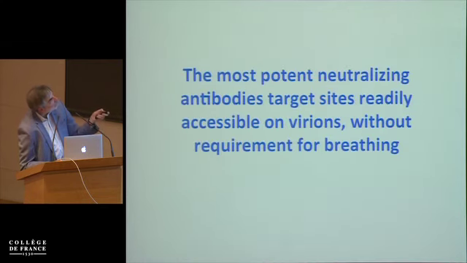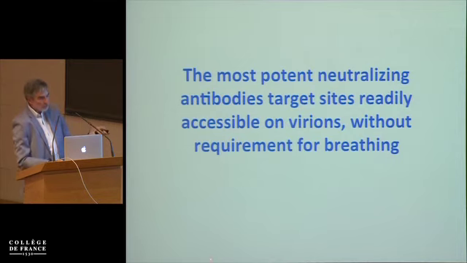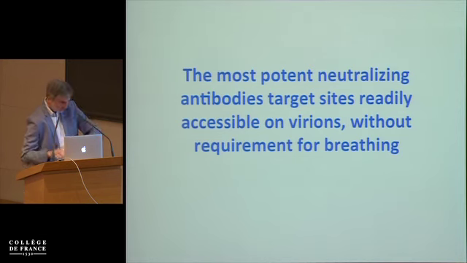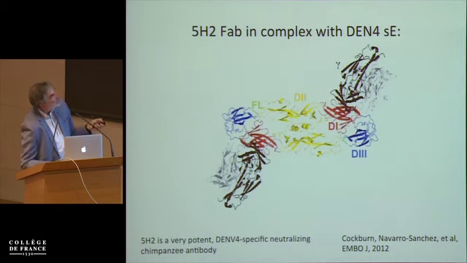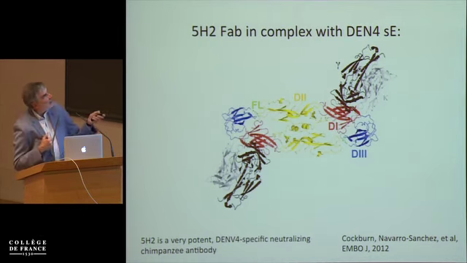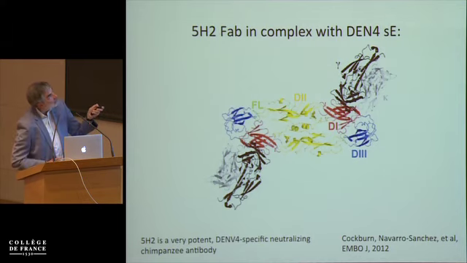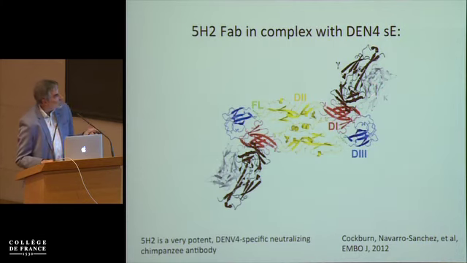So the most potent neutralizing antibodies target sites readily accessible on virions, without any requirement for breathing. For instance, the NIH, a collaborator, had identified a very potently neutralizing antibody against dengue 4, which we crystallized, and we could see that it binds at a site that is really on the dimer without interfering with the dimer, and you could bind on the virions.